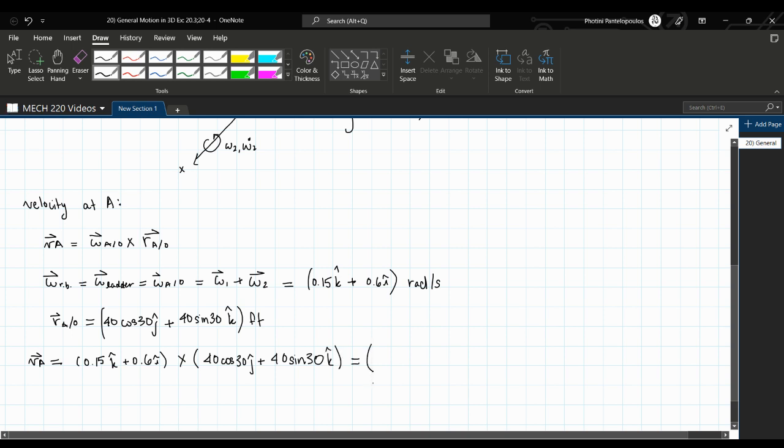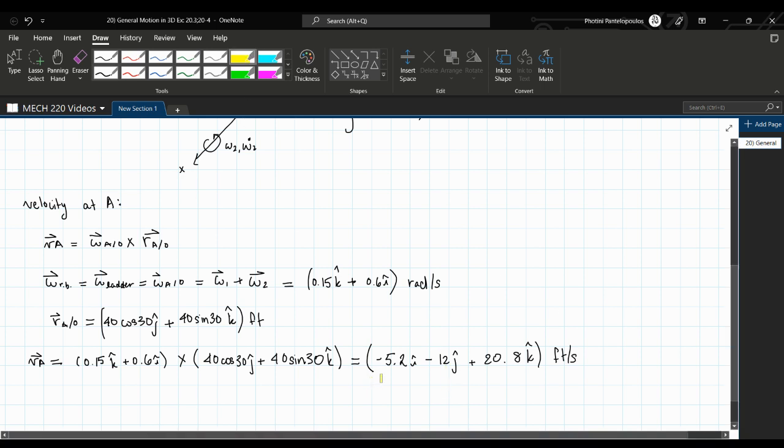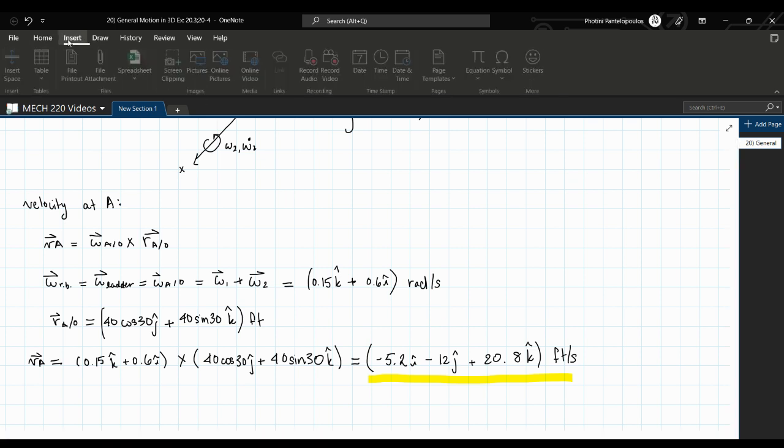I'm not going to do the cross product right here because this is quite a long problem. But if you do the cross product yourselves, you will find that this will be your answer. And that's in feet per second. Right. So we're just going to highlight that. And that is part 1 of our problem done.